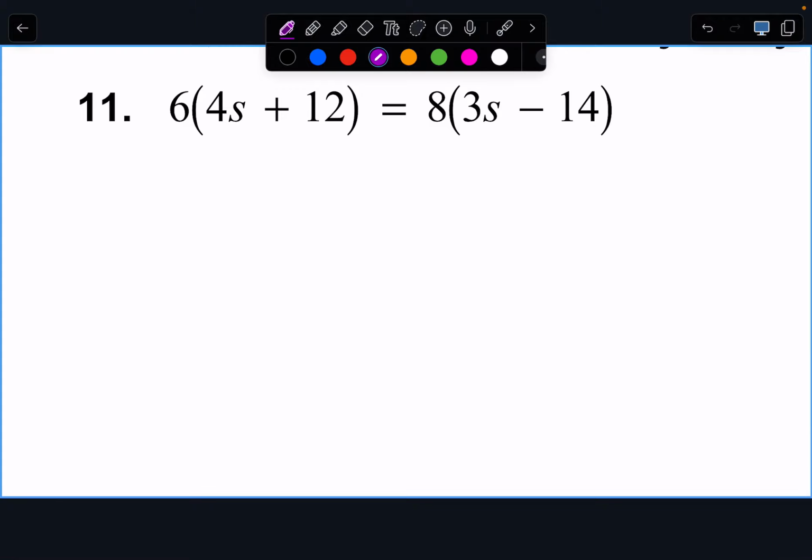We are going to look at number 11. What's the first thing we need to do? Okay, so when I distribute, we get 24s plus 72. Is it 84? Okay, it's in the 70s. 12, 24, 30, it's 72.